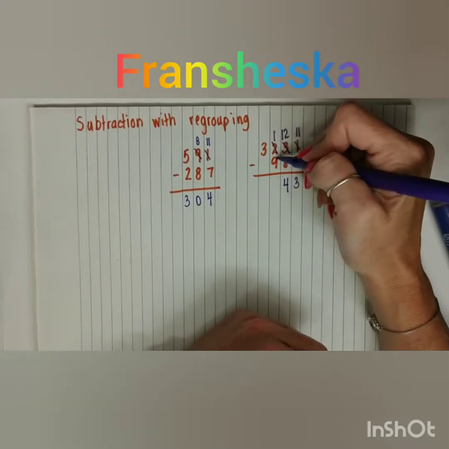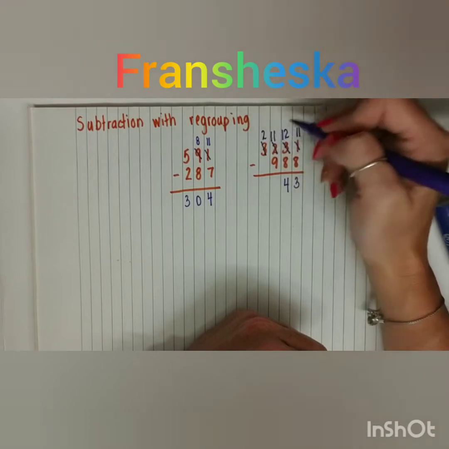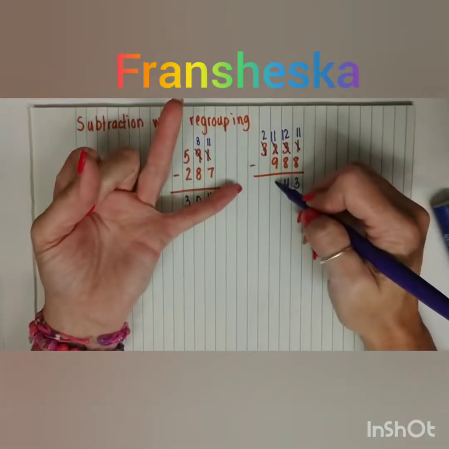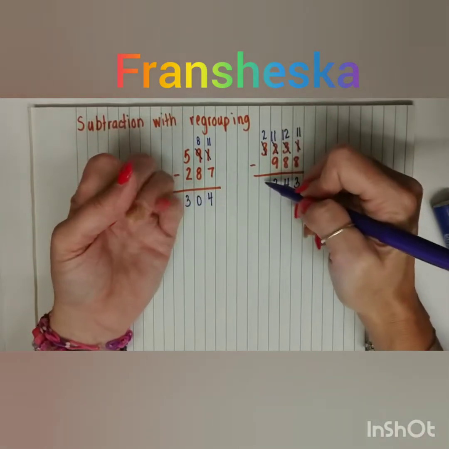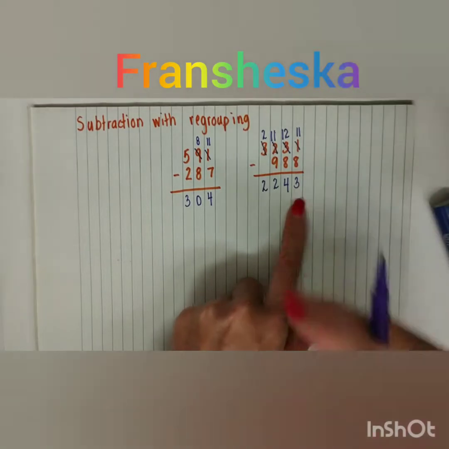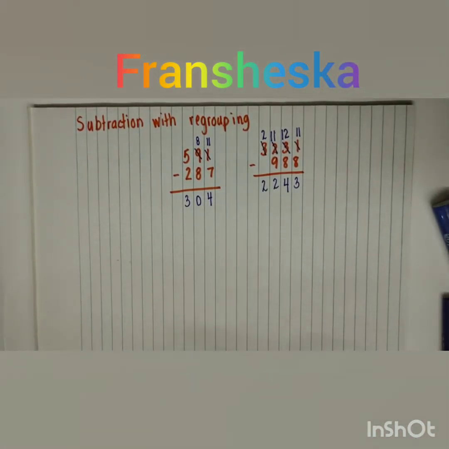1 minus 9, I can't do that. I have to regroup. I'm going to borrow from the thousands, and this becomes an 11. 11 minus 9, 10, 11. And 2 minus nothing is 2. So 2,243. Another subtraction you might have to do would be to find the missing digit.